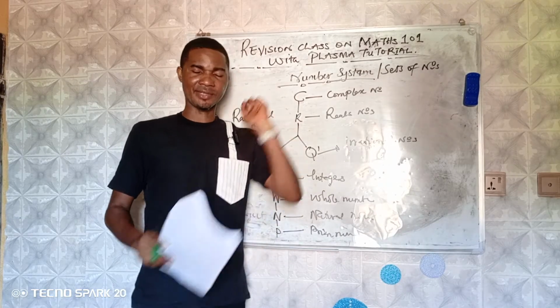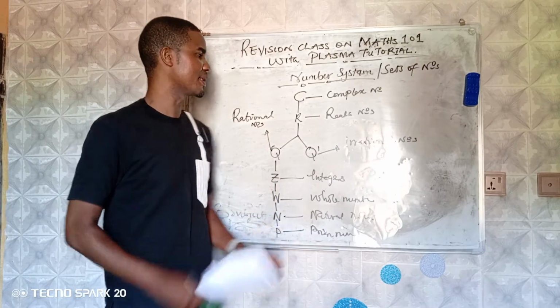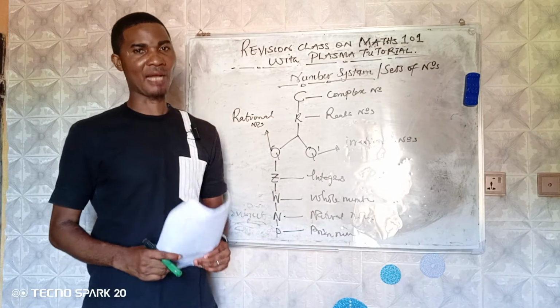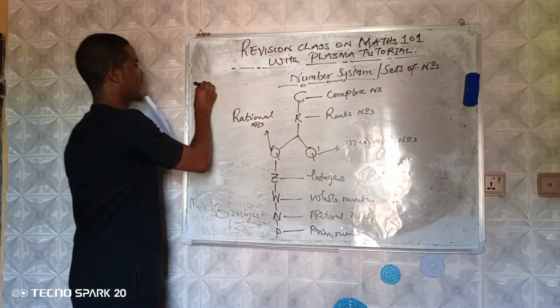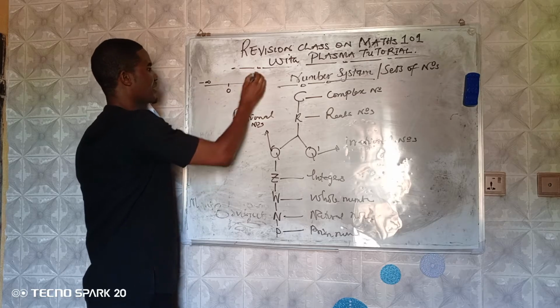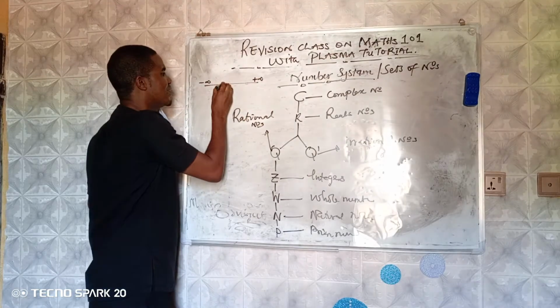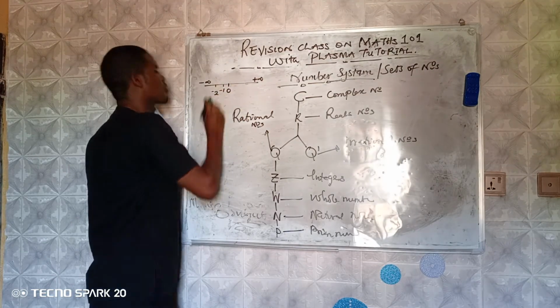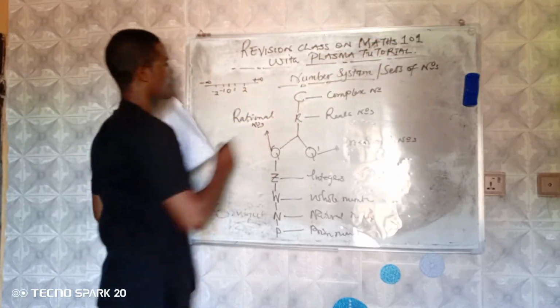Listen. Real numbers are numbers that can be found on the number line. I repeat, real numbers are numbers that can be found on the number line. What do you mean by number line? We have something like this. The center is 0. We have minus infinity here and plus infinity here. All the numbers that can be found on this number line, like we have -1, -2, up till minus infinity. Here we have 1, we have 2, up to plus infinity.